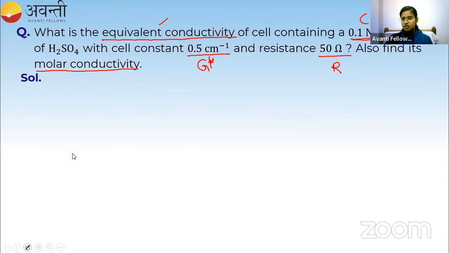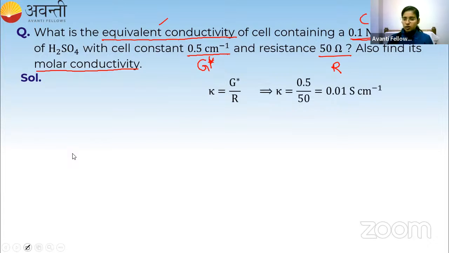Okay, let's see. Now let me go with the solution. I'm going to start from the conductivity, kappa. We know that kappa is equal to G star by R, because G star and R are both given in the question. So I can substitute the values of both terms and get the value of kappa.